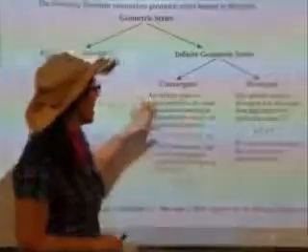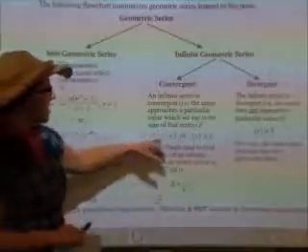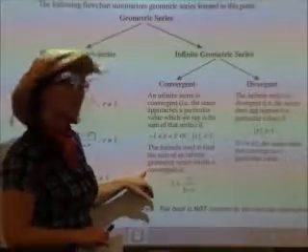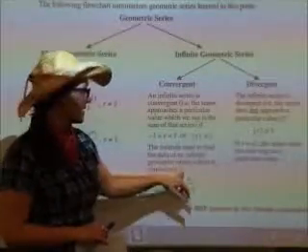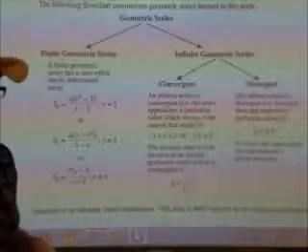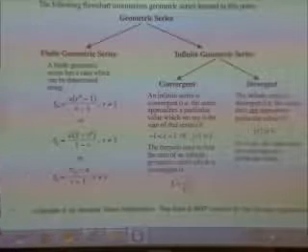series. If I have a convergent, meaning that the r value is between negative 1 and positive 1, it will have a sum. And that's the formula a divided by 1 minus r, which is on your formula sheet. Okay?